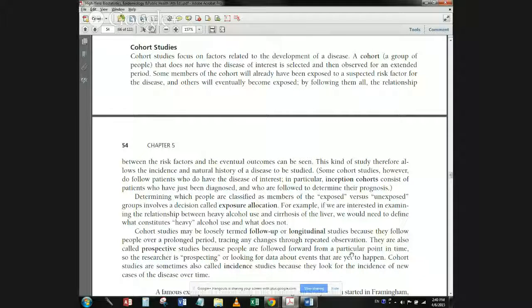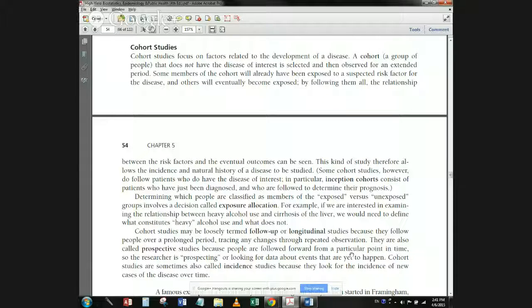an extended period. Some members of the cohort will already have been exposed to a suspected risk factor for the disease, and others will eventually become exposed. By following them all, the relationship between the risk factors and the eventual outcomes can be seen. This kind of study, therefore, allows the incidence and natural history of a disease to be studied. Some cohort studies, however, do follow patients who do have the disease of interest.